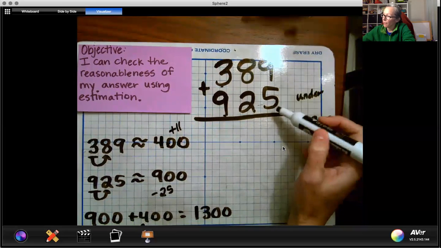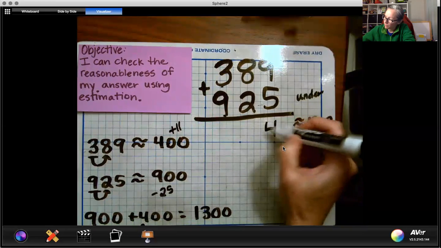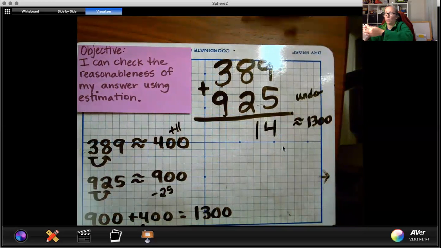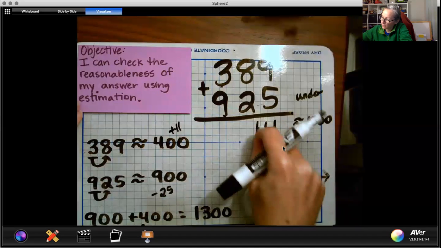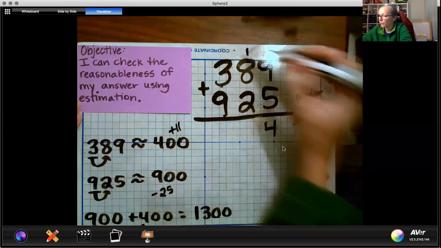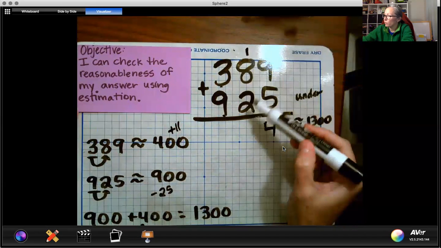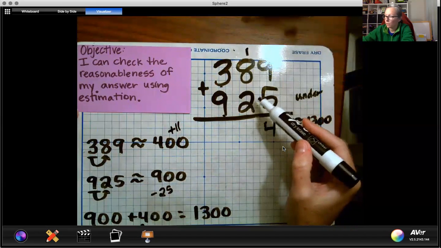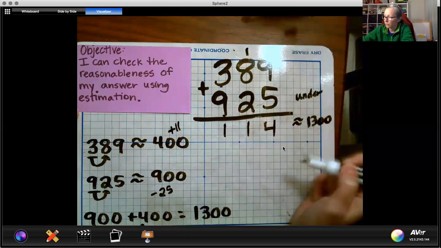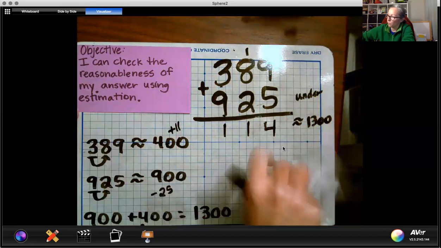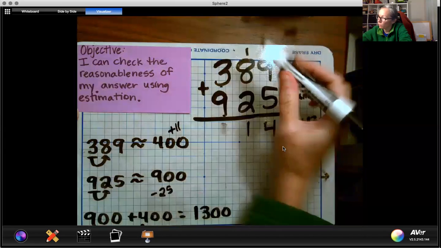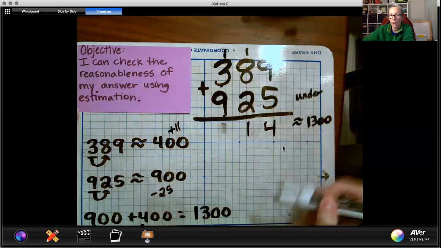9 ones plus 5 ones equals 14 ones. But I can't write 14 in that place value, so I'm going to regroup this 10 and put it above the tens column. Now I have 8 tens plus 2 tens, it's just 10 tens, and another 10 is 11 tens. Well, I can't write 11 here, so I'm going to regroup that and put it on top.